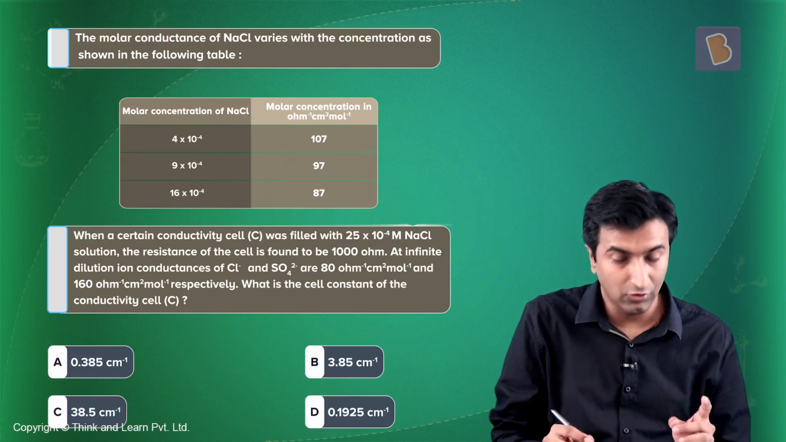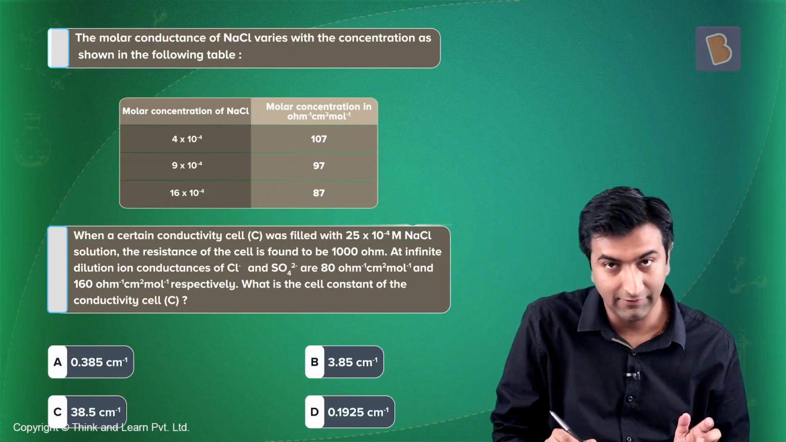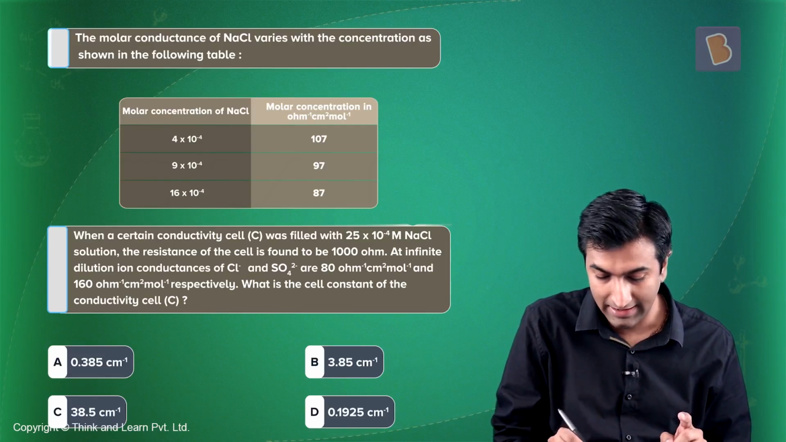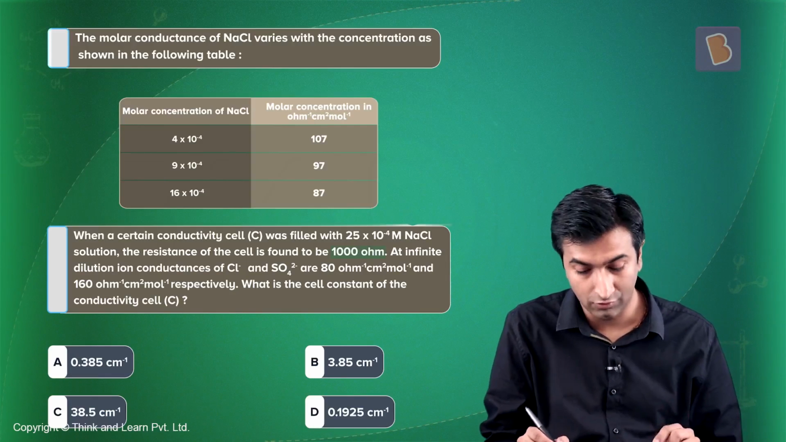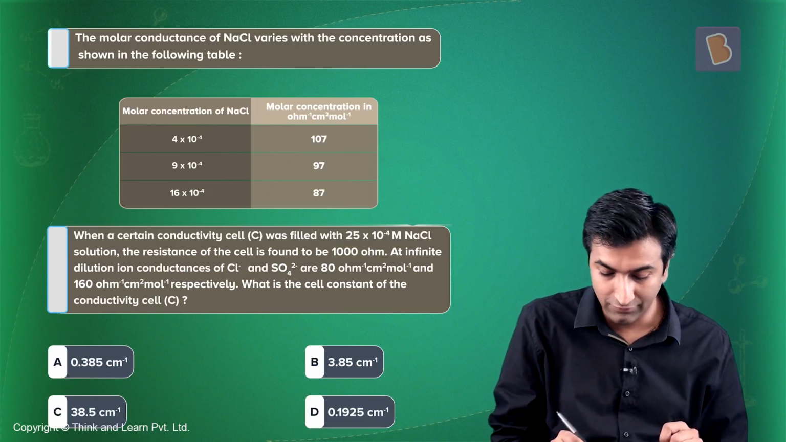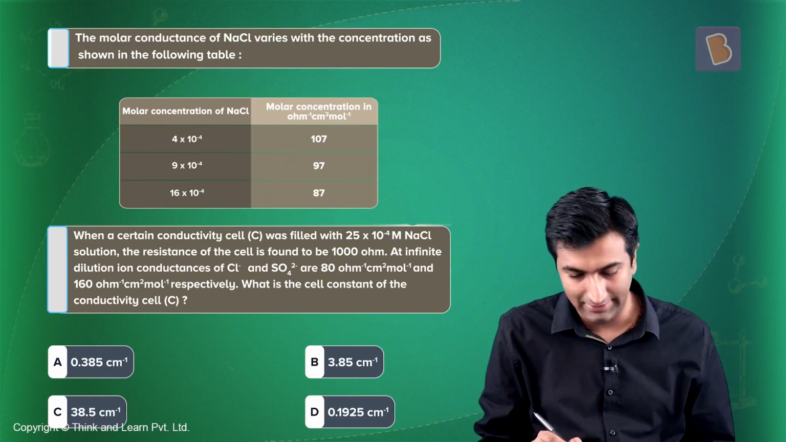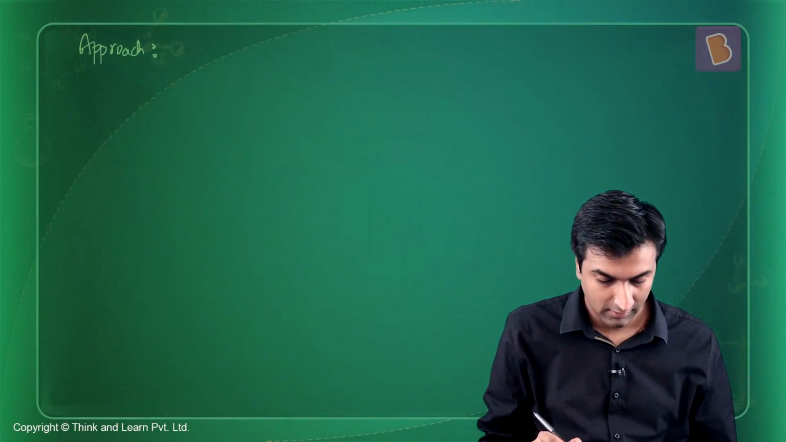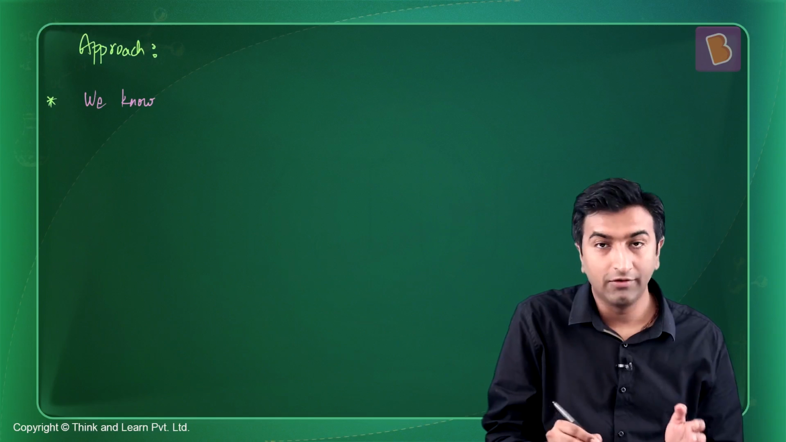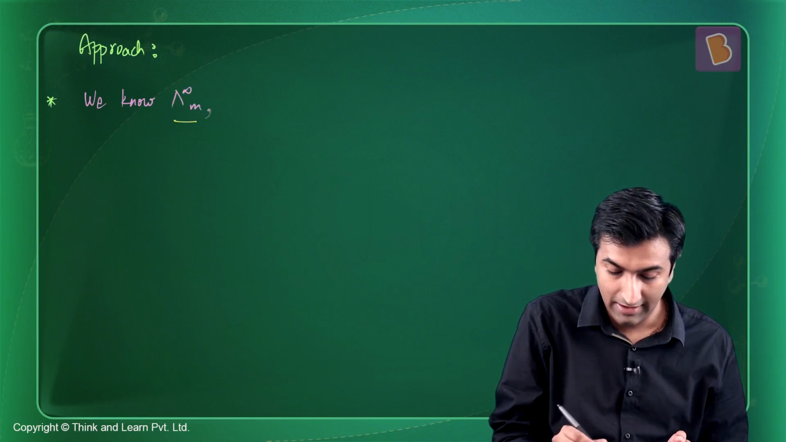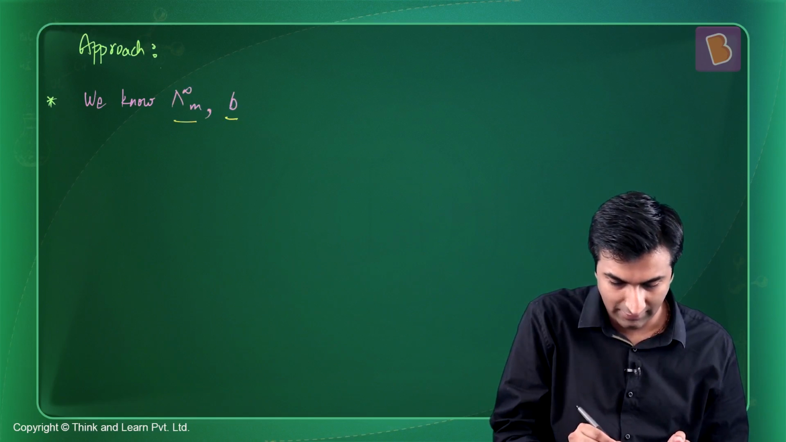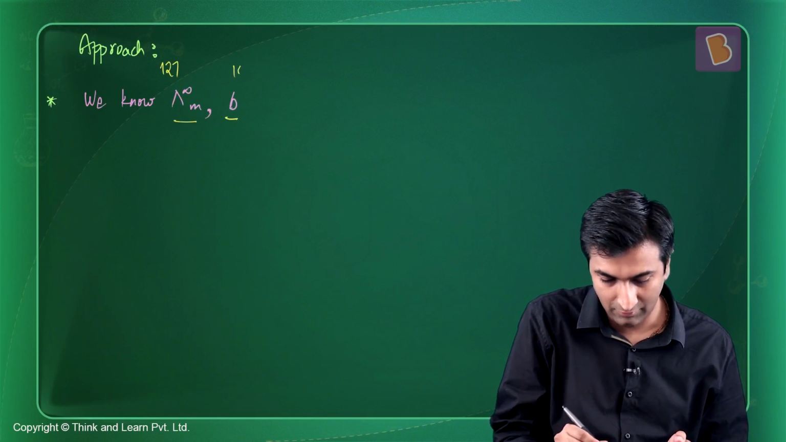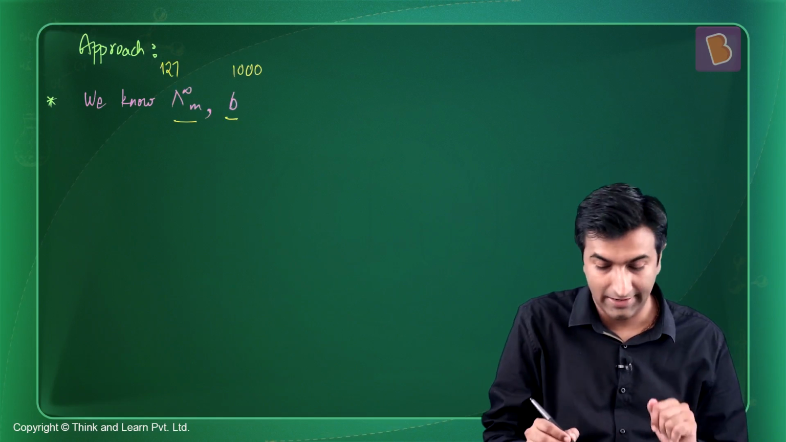Well, we need to use this, yeah? We need to use the concentration given as 25 into 10 power minus 4 molar, and the resistance value is 1000 ohms. I'll tell you why in a bit. Because we need to find cell constant. Now, how are they related? What's the approach we can take here? You see, we know the value of lambda infinity and b. I think it was something like 127 and this was 1000. I'm not writing the units right now, but these were the numerical values.